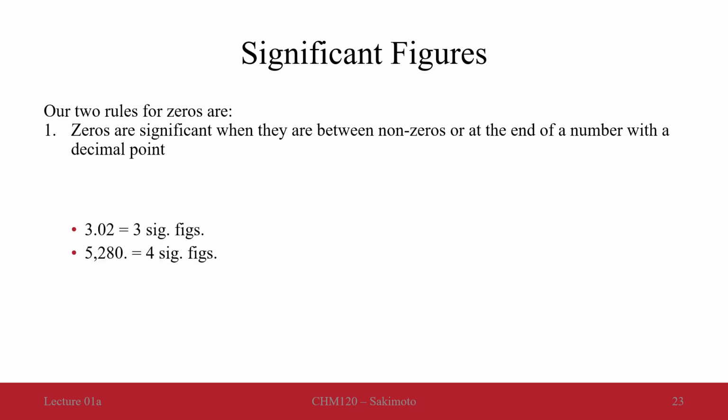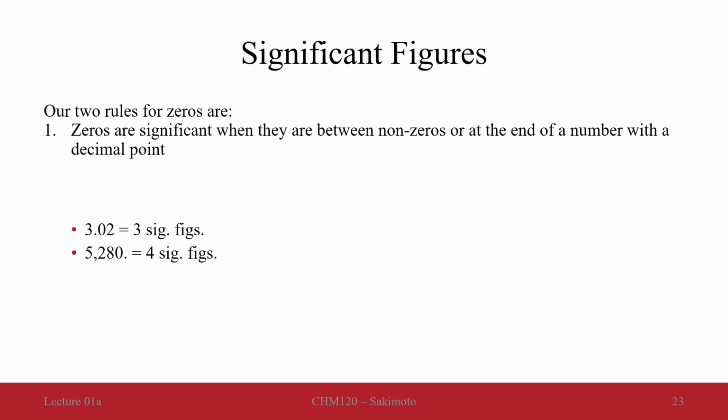estimated. So if we have the number 3.02, 3 and 2 are significant digits, and the 0 between the non-zeros, between the 3 and the 2, is also a significant digit, one that was measured or estimated, part of our precision. So this 3.02 has 3 significant figures, as we would tabulate them, as well as if we have 5,280 point, this extra decimal point at the end of this number means we have 4 significant figures.